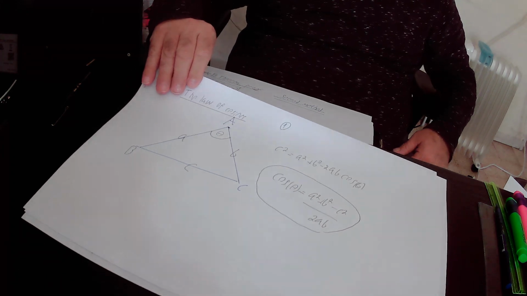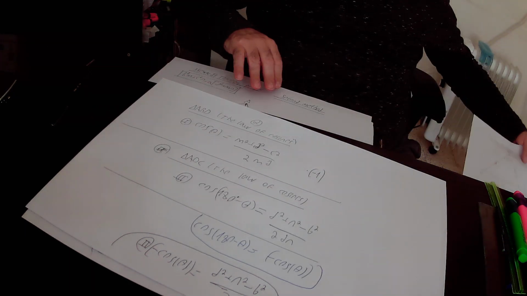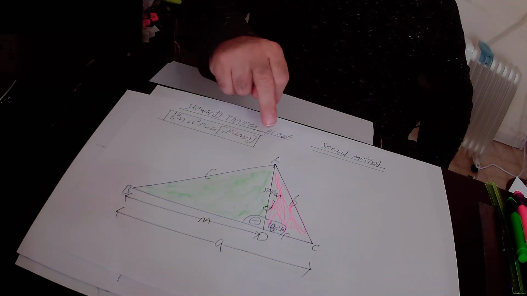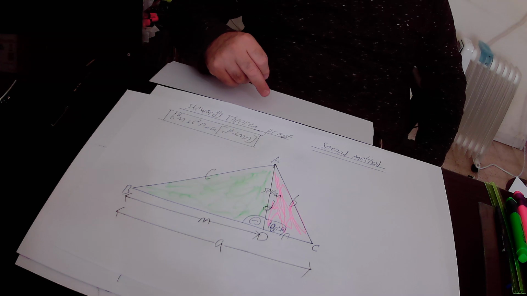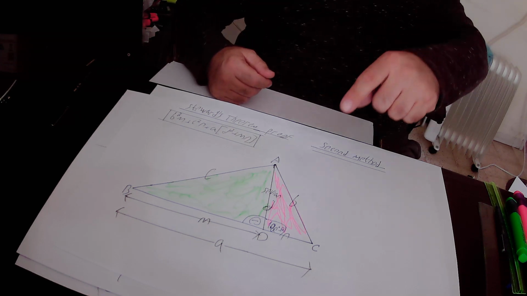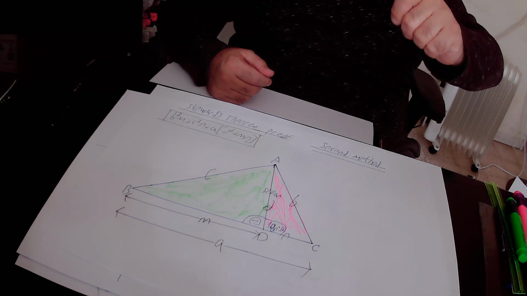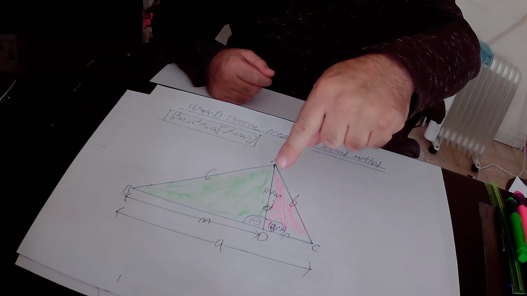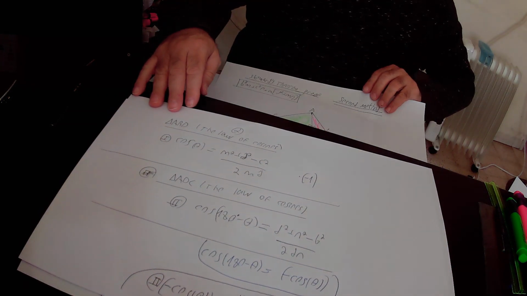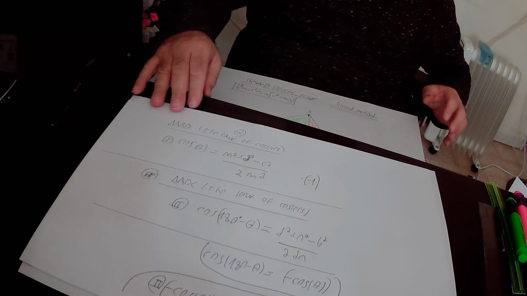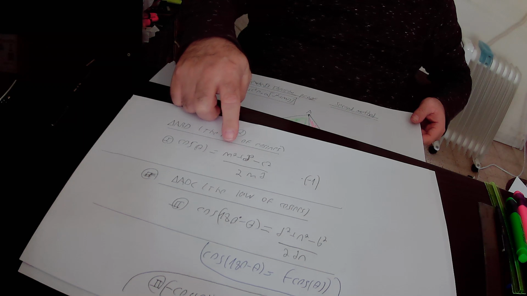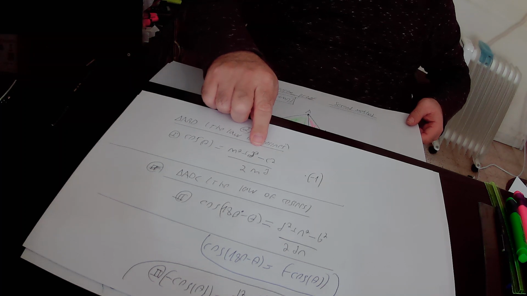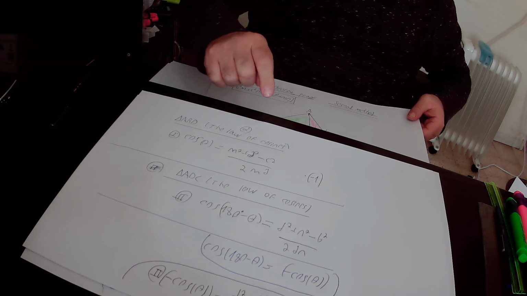So we implemented the law of cosines in the green triangle ABD. In this green triangle ABD, according to the law of cosines, we'll get that cosine theta equals m squared plus d squared minus c squared over 2 times m times d. Repeat again, in the green triangle ABD, cosine theta equals m squared plus d squared minus c squared over 2 times md.